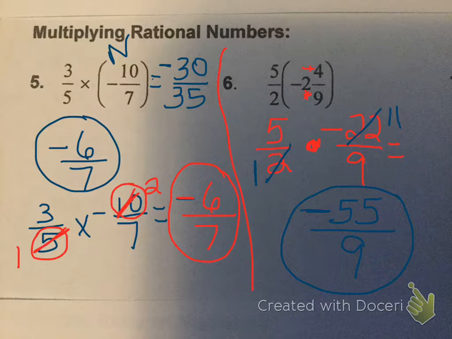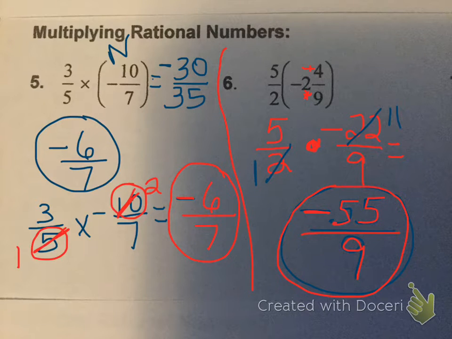I'm going to rewrite that in another color. And you can leave that fraction just like that, as long as it is simplified. This is a simplified fraction. It's an improper fraction, which is totally fine, okay? But it is simplified. 55 and 9 are not divisible by anything other than 1, so you can leave it. If you insist on changing it back to a mixed number, you can, but you don't have to. I would just leave it.